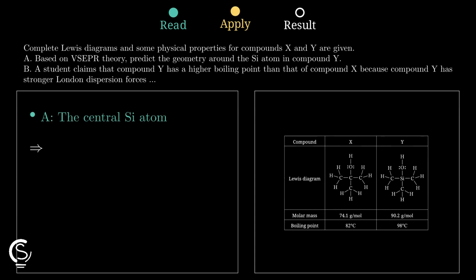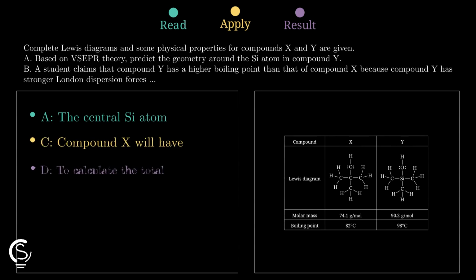Compound X will have the higher vapor pressure. Vapor pressure is inversely related to the strength of intermolecular forces. Because compound X has a lower boiling point of 82 degrees Celsius than compound Y at 98 degrees Celsius, it has weaker intermolecular attractions, allowing more molecules to transition to the gas phase.